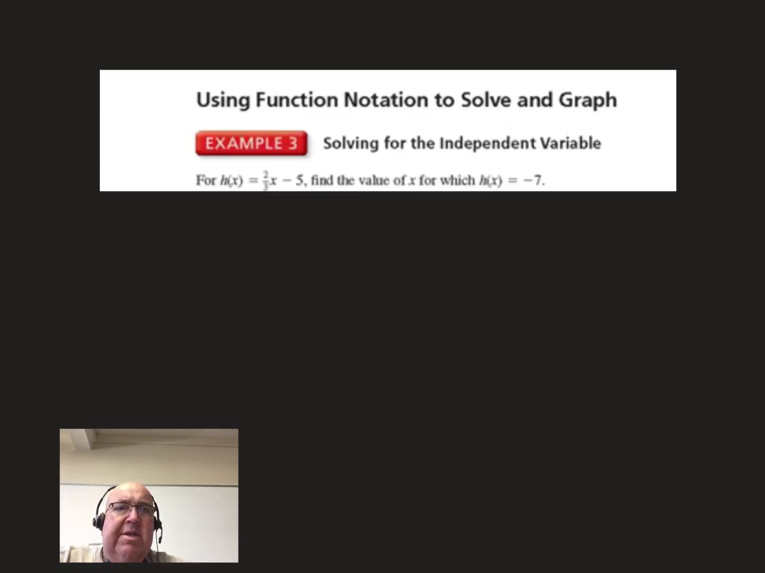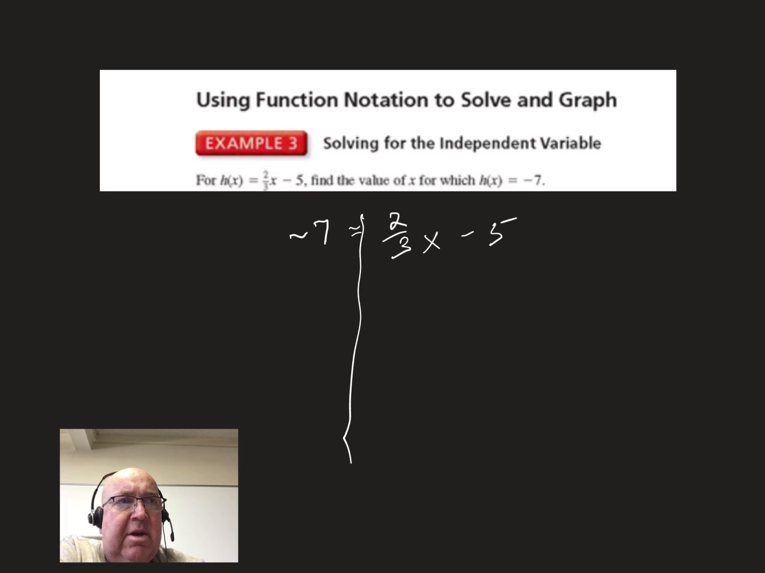Alright, so here we want to look at solving for an independent variable. We know that h of x is equal to negative 7, and we want to find our value for x, where h of x is 2/3 x minus 5. So what we're going to do is work this backwards, like solving an equation. We're just going to use this as what our function is equal to.